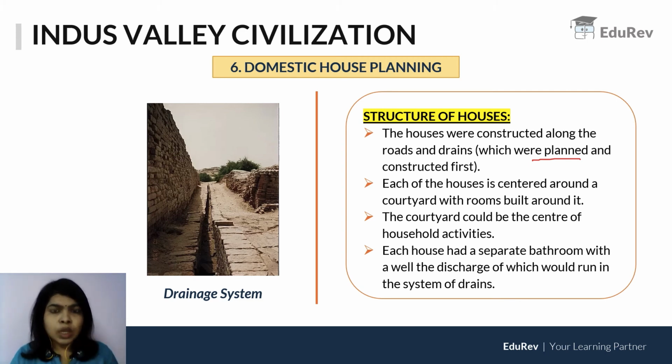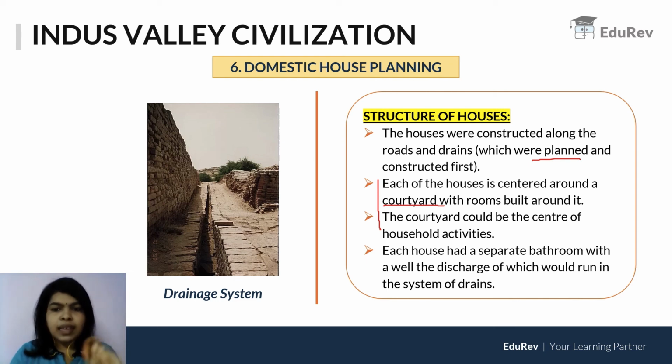And each of the houses is centered around a courtyard. So this courtyard could be the center of many household activities. Not just that, this courtyard could even now be witnessed in many of the South Indian houses in the villages, which could actually have such a courtyard around which most of the buildings, most of the bedrooms, the kitchens, everything would be situated. So such a resemblance of the early Indus Valley civilization houses could be witnessed even now.